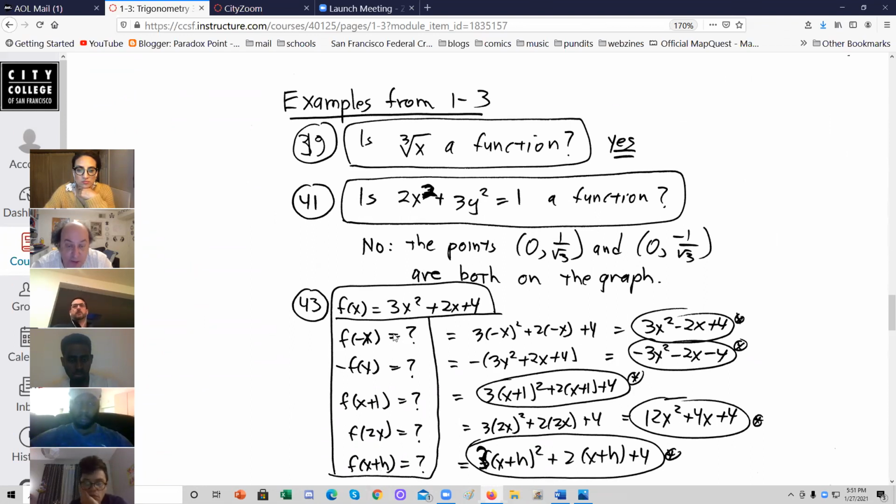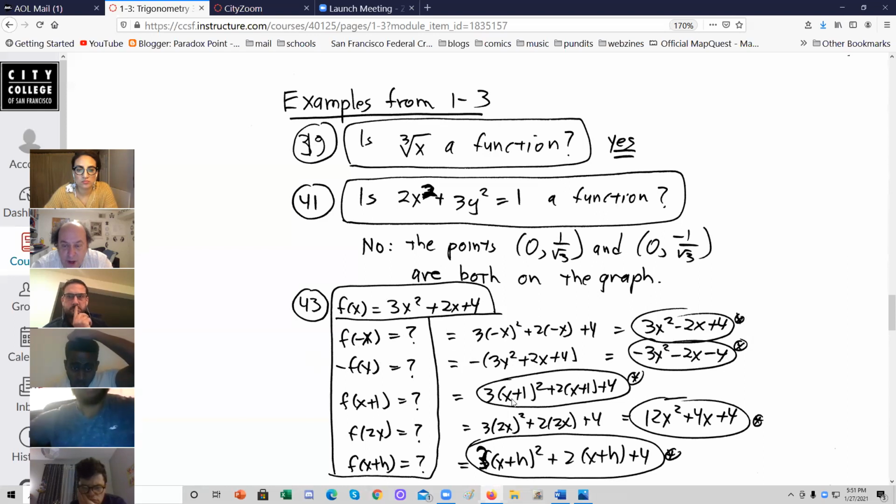Well, you find that by substituting. Here we substitute a negative x here and here. After some mechanical simplification, we get 3x squared minus 2x plus 4. Minus f of x, well, you take f of x and take its opposite. We get minus 3x squared minus 2x minus 4. Note that these are not the same. Order of operations counts, whether you minus first or f first.